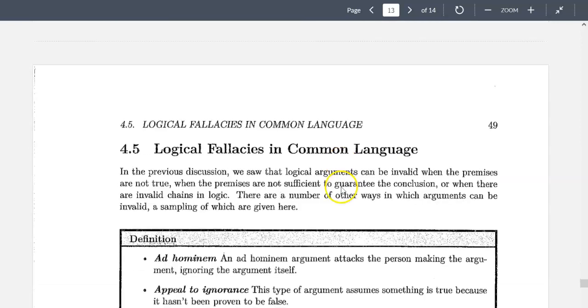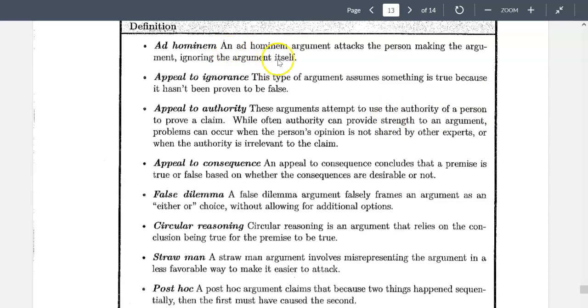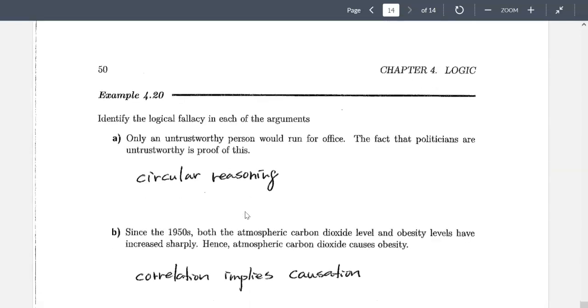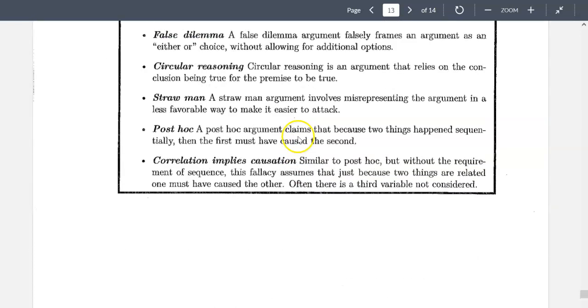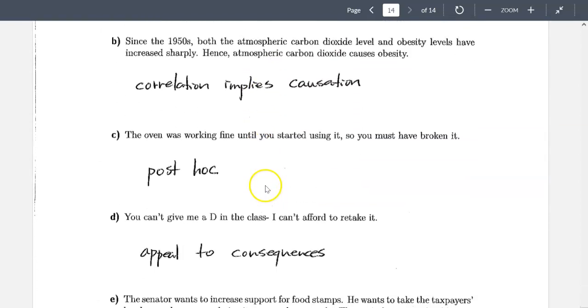On the other hand, these are commonly used logic that's false. Logical fallacies in common language. So you have a lot of these. I strongly suggest you take a look at all the definitions, which one is which. I have some examples for you: this is a definition, and these are the examples for how each one is used.